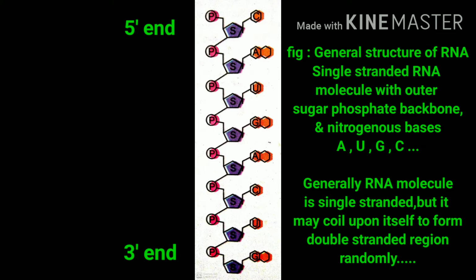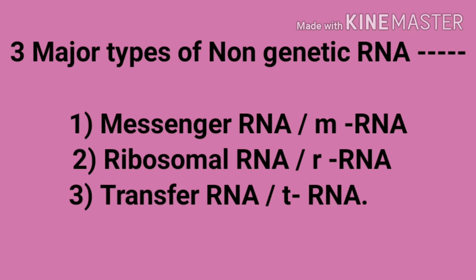Generally, an RNA molecule is single stranded, but it may fold or coil upon itself to form double stranded regions. So friends, this is all about the general structure of the RNA. As we know, there are two major types of RNA, genetic RNA and non-genetic RNA. Genetic RNA serves as the genetic material of some viruses, and non-genetic RNA plays an important role in cellular functions.